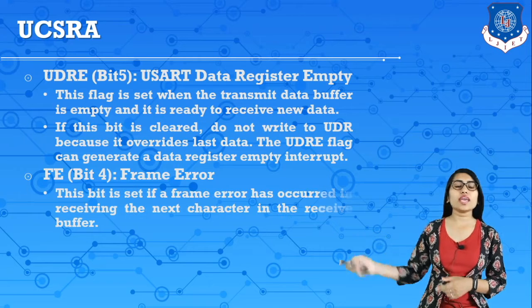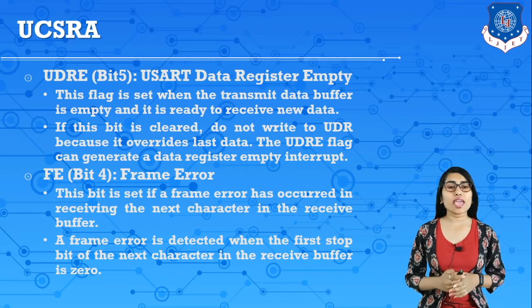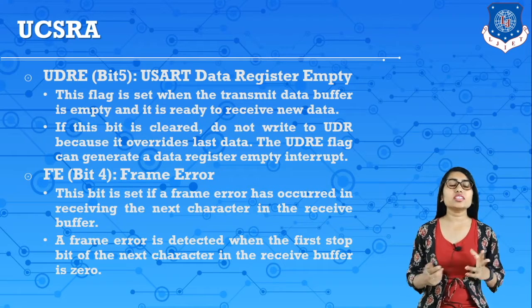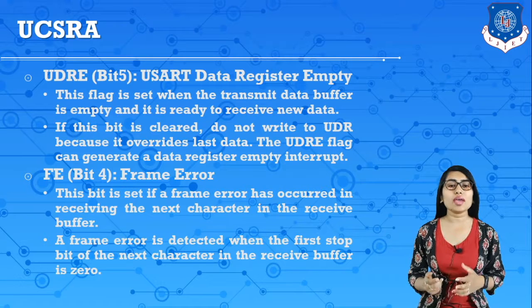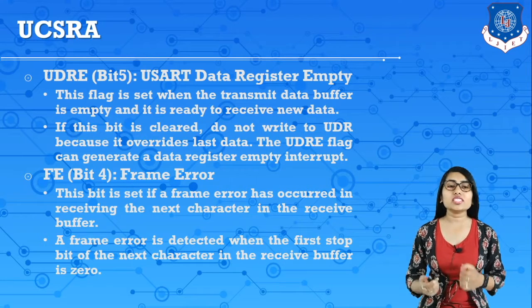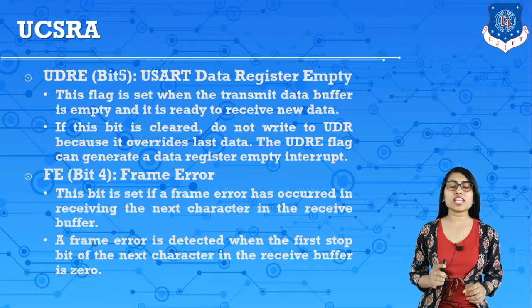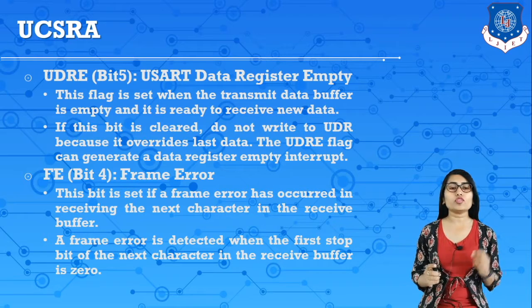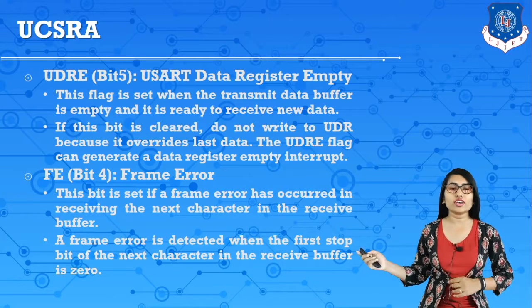Now next we have the FE bit, that is frame error. This bit is set if a frame error has occurred in receiving the next character in the receive buffer. A frame error is detected when the first stop bit of the next character in the receive buffer is 0.